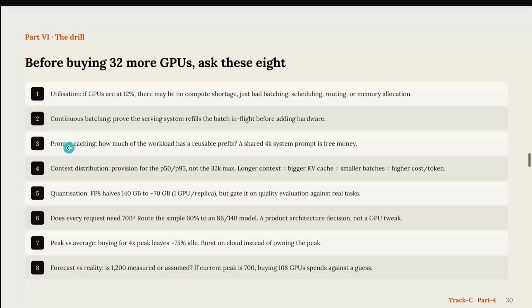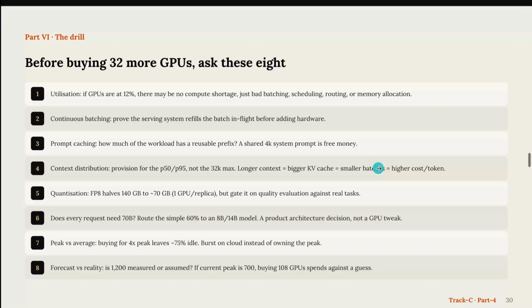Context distribution. So provision for these percentiles, not for the 32k max. Longer context would mean a bigger KV cache, which means smaller batches happening in parallel, which would mean a higher cost per token. If you remember, we discussed earlier, smaller batches mean higher cost per token. If it is a higher number of batches happening in parallel, then it is lower cost per token.